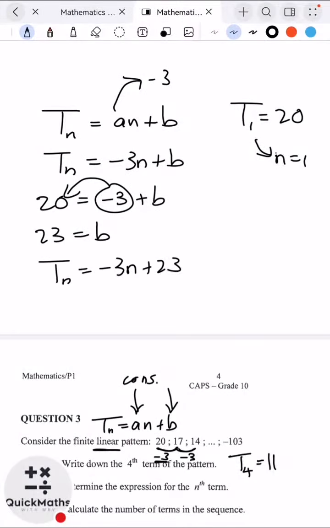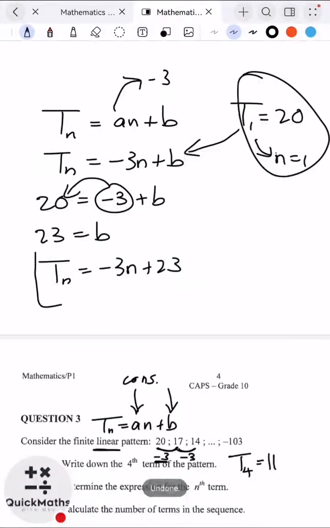Okay, what did I do? I found this 3, that 3 is my constant difference, and then I substituted this first pairing into this equation in order to find my b value, and then I expressed my solution as Tn equals.